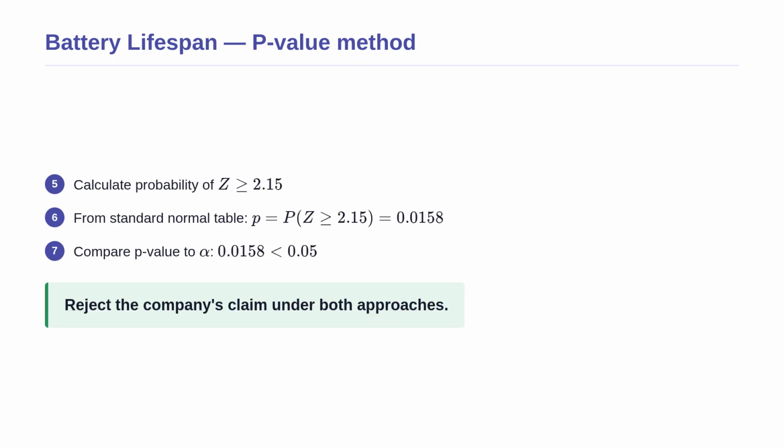Now let us solve the exact same problem using the p-value method. We must calculate the probability of observing a test statistic of 2.15 or even larger, assuming the company's claim is true. Using a standard normal table, we find the area to the right of 2.15 is 0.0158. This means there is only a 1.58% chance of seeing this data by luck. We compare this p-value to our significance level of 0.05. Since it is strictly less, the result is highly surprising. We reject the company's claim, perfectly matching the classical conclusion.